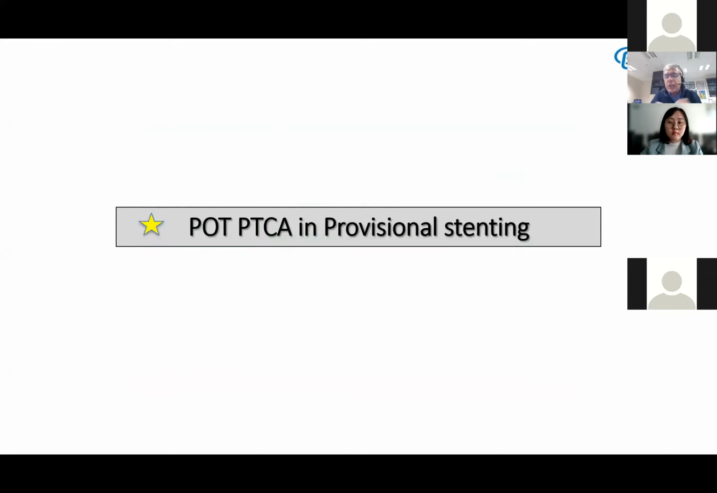So now I show three cases where the POT, I believe, is crucial, and in my mind, could change the philosophy of the PTCA. Sometimes we discuss in the Congress, in the meeting, the need of POT, but I'm not so sure that in the real world the use of POT is mandatory and is used in every bifurcation.